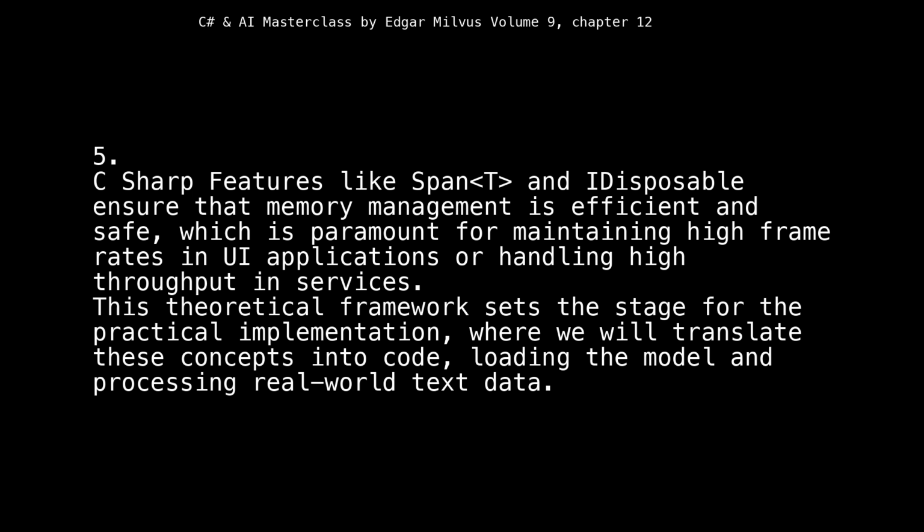5. C# features like Span<T> and IDisposable ensure that memory management is efficient and safe, which is paramount for maintaining high frame rates in UI applications or handling high throughput in services. This theoretical framework sets the stage for the practical implementation, where we will translate these concepts into code, loading the model and processing real-world text data.